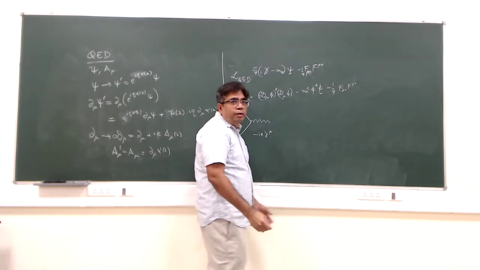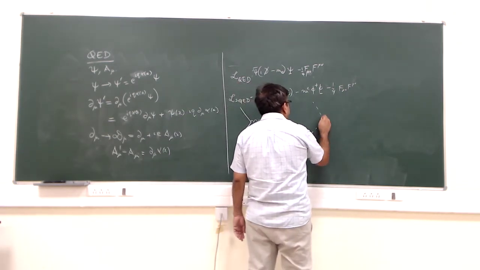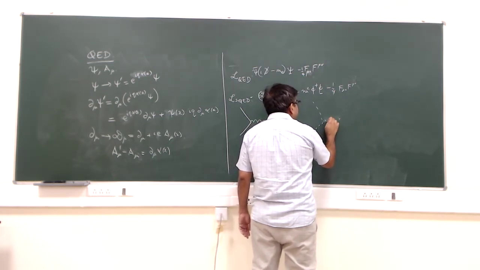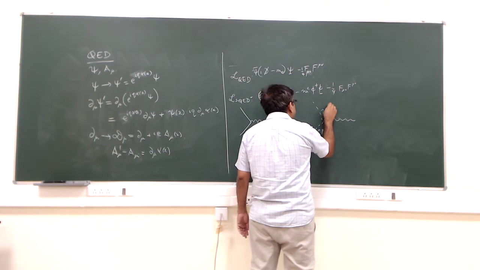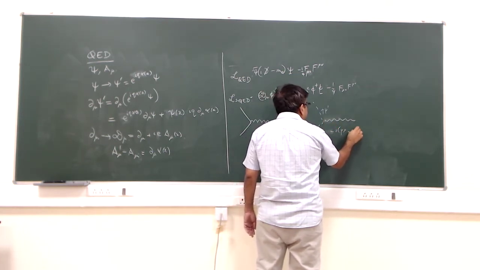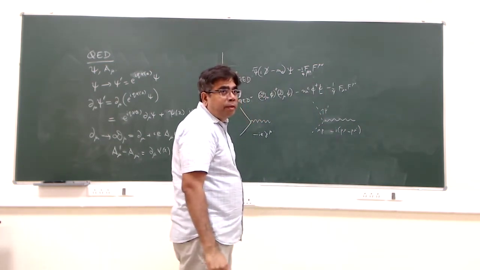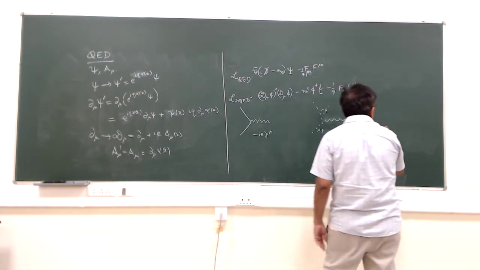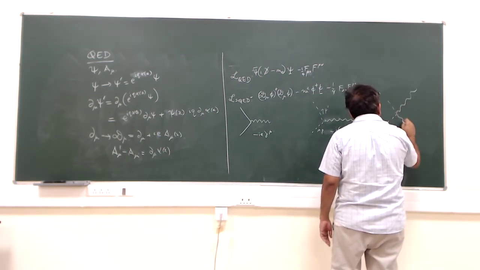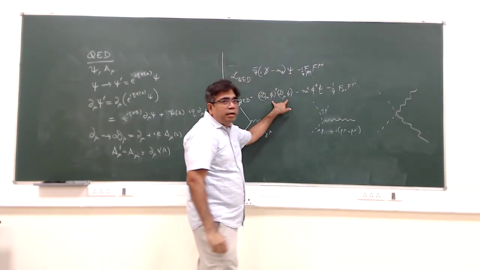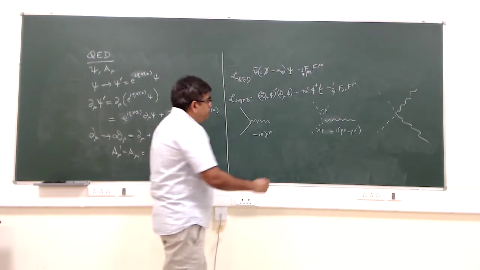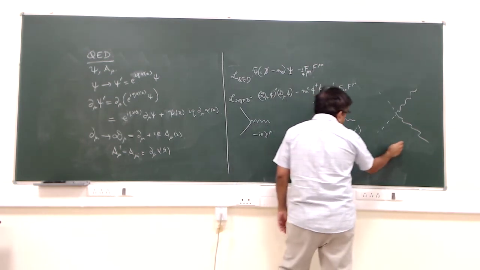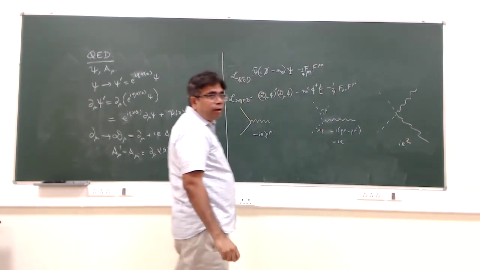Scalar electrodynamics has two interactions. This is p, p prime, i, p mu, p. Then there is a higher order term that comes from this term. If you expand it, del mu, del mu, phi dagger phi, A mu, A mu, phi dagger phi. So there are three vertices. These two go as ie, this one goes as ie squared. It's higher order in gauge coupling.